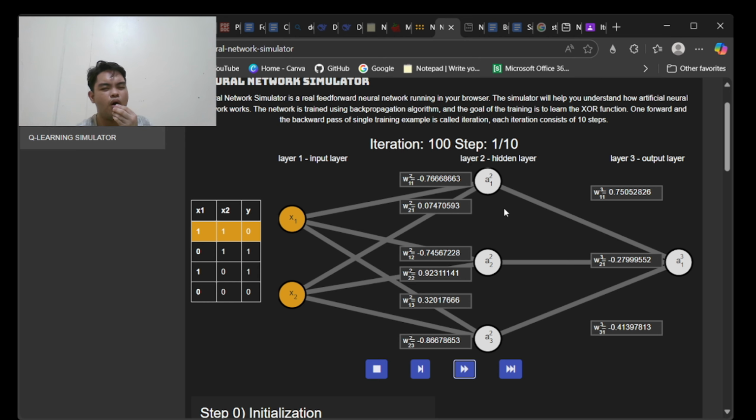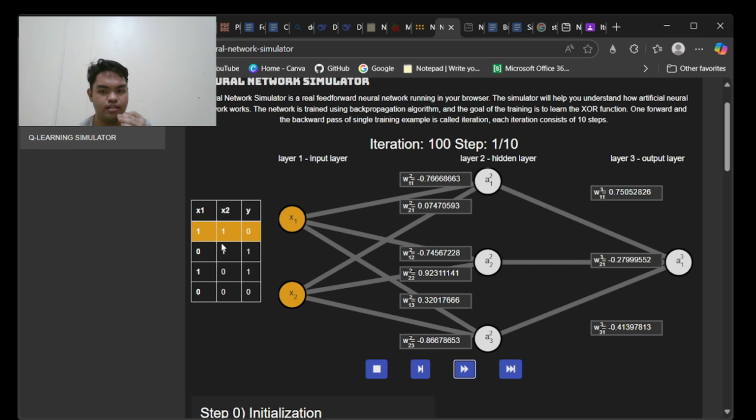Why is XOR special and challenging? Before we run the training, let me explain why XOR is such an important problem in neural networks. Here, the XOR challenge: why we need the hidden layers. XOR means exclusive OR, which means one or the other, but not both.